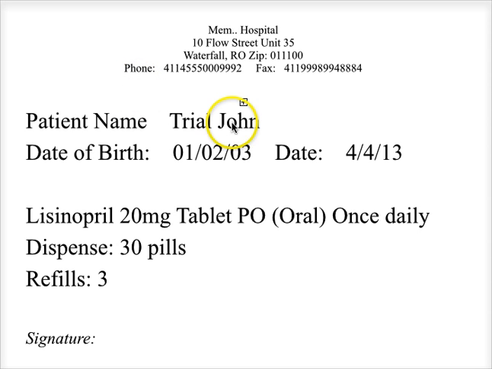You need to write your patient's name and patient's date of birth. So you need to have two identifiers for your patient. And then you need to write today's date. Afterwards, you start writing the prescription.